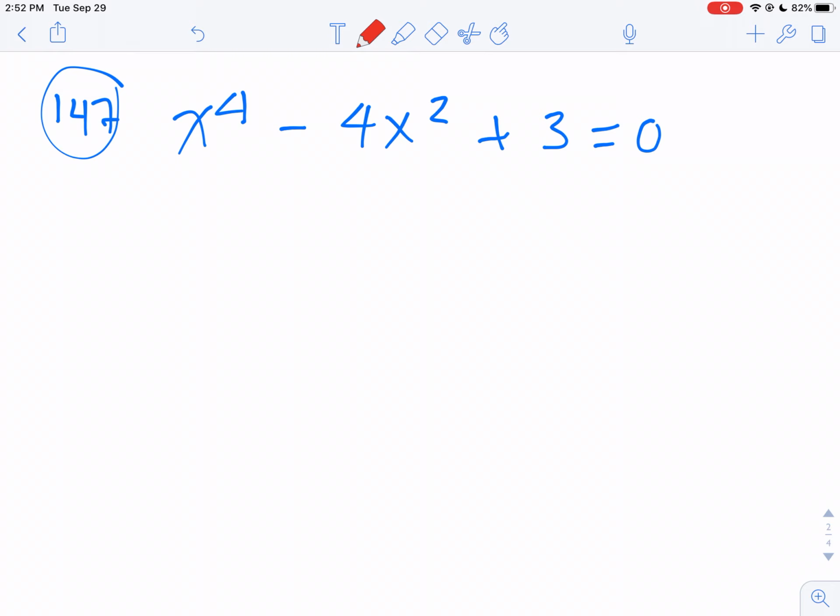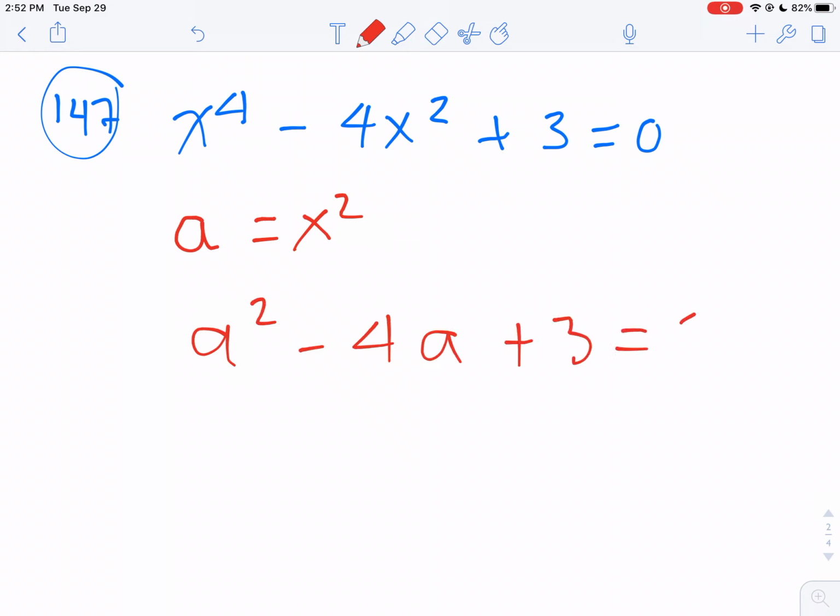So I'm going to use a little dummy variable. I'm going to let my a be equal to x squared, and I'm going to rewrite the equation. If I let a equal x squared, then my equation reduces down to a squared minus 4a plus 3 equal to 0. And now I notice that I can factor this quite easily. That's what we call a basic trinomial.